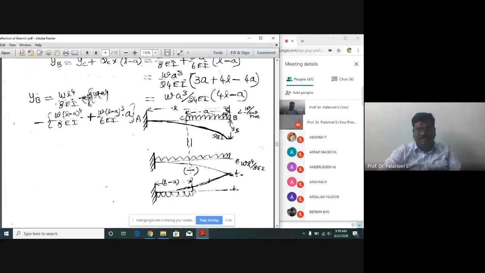Rotation here into this length. That is W into (L minus A) whole cube divided by 6A is the rotation here, into A. This spread here, the length is A here, into A will give you the deflection YB. YB is equal to this, this way you have to determine.